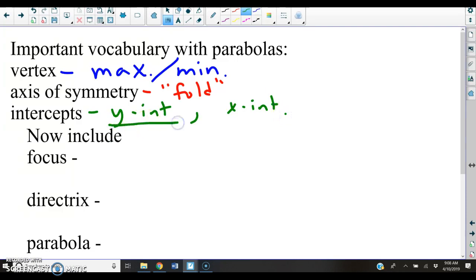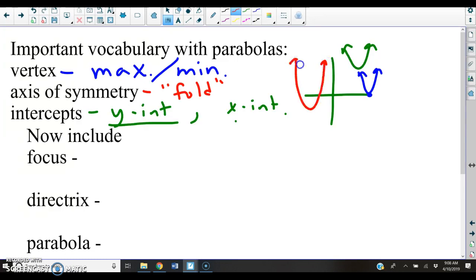Remember, there's always a y-intercept. There can be 0, 1, or 2 x-intercepts. Okay, 0 would be if your parabola doesn't come down far enough. It can be 1 if it touches in one spot, or it can be 2. Okay, 2 would be if it goes through in more than 2 places.